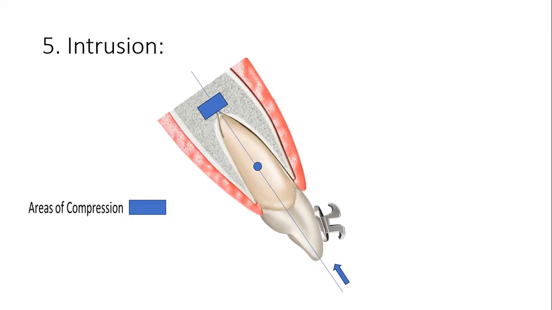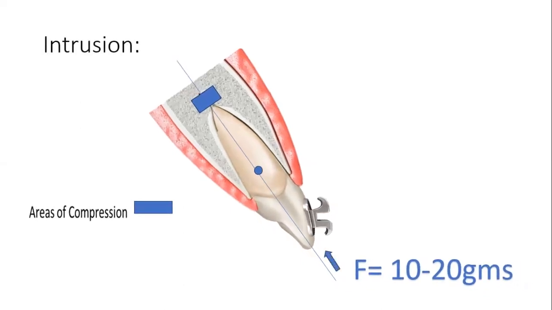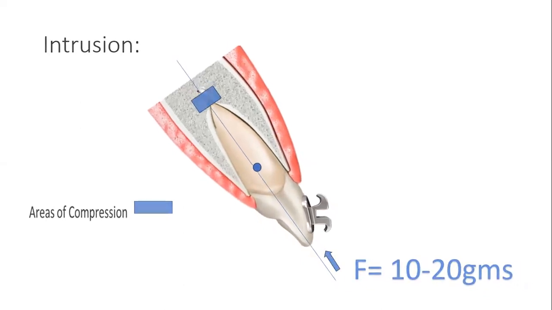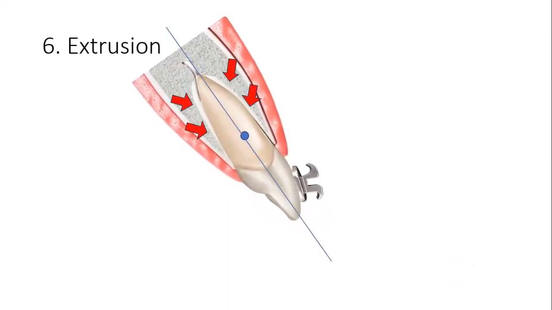Now, let's move towards intrusion. Intrusion is the apical movement of the tooth, and so the area of compression is concentrated to a very small area at the apex of the root. So the force required for this type of tooth movement will also be very low, that is, 10 to 20 grams. Achieving this amount of force by the orthodontic appliance for this type of tooth movement is very difficult. Another type of tooth movement we briefly discussed was extrusion.